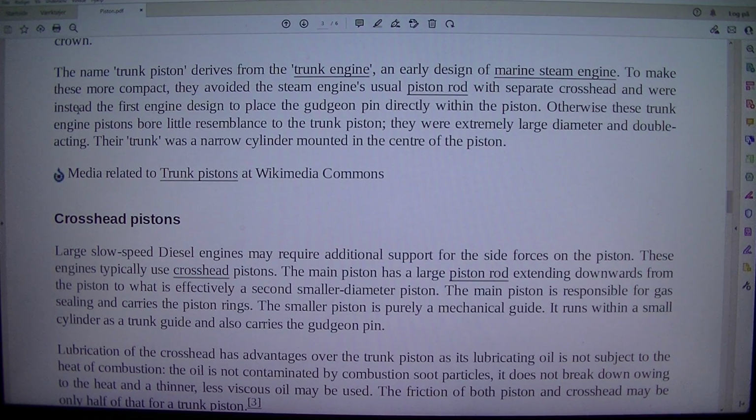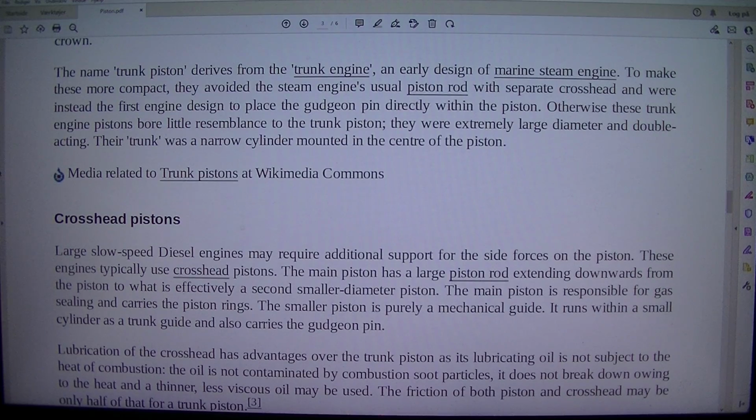Otherwise these trunk engine pistons bore little resemblance to the trunk piston. They were extremely large diameter and double-acting. Their trunk was a narrow cylinder mounted in the center of the piston. Media related to trunk pistons at Wikimedia Commons.